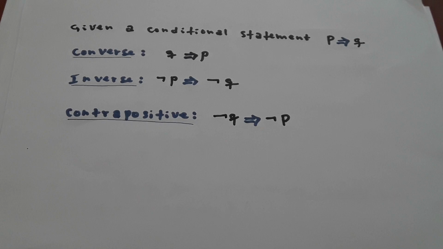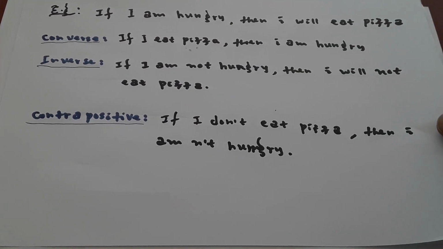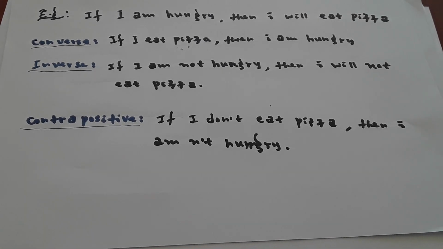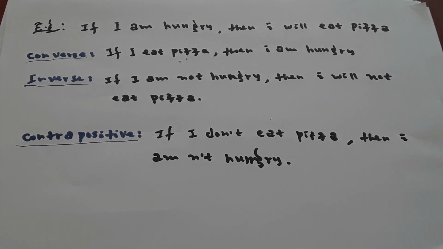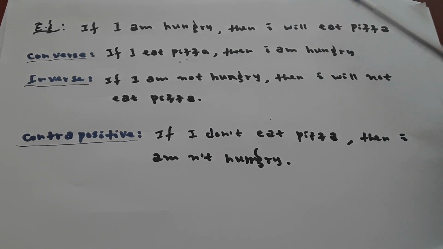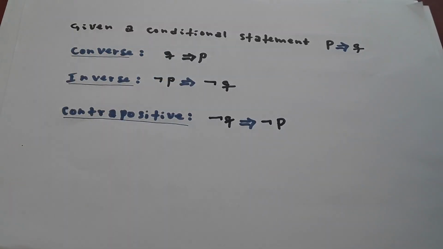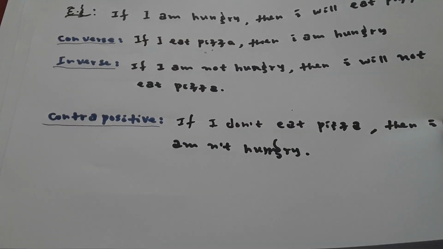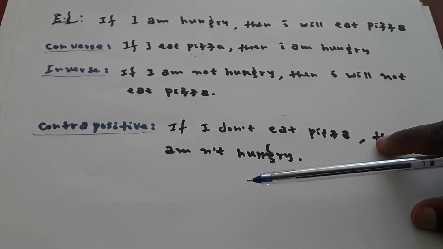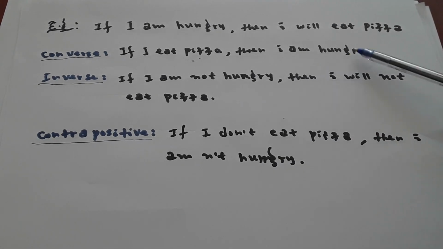Now let's develop the idea with an instance. Let's say, if I'm hungry, then I will eat pizza. We can work out the converse, inverse, and contrapositive. So if P, then Q. The converse is Q implies P. So, if I eat pizza, then I am hungry.